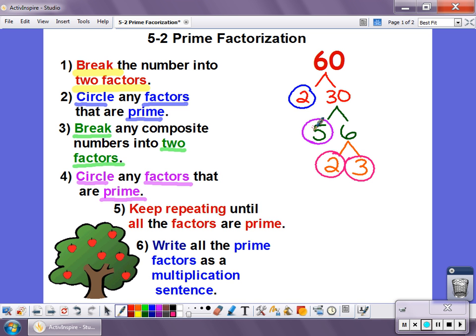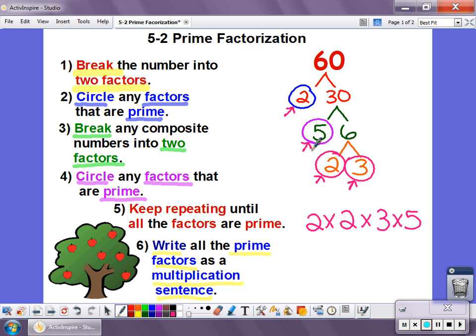So once you have all the numbers that you've broken apart circled, it means all you're left with are your prime factors. And for your very last step, you're going to write all these prime factors as a multiplication sentence. Because when we do prime factorization, what we want to do is break this number apart into the things that we can multiply. So I know that it's 2 times 2 times 3 times 5. And if I multiply all that together, I will get 60.